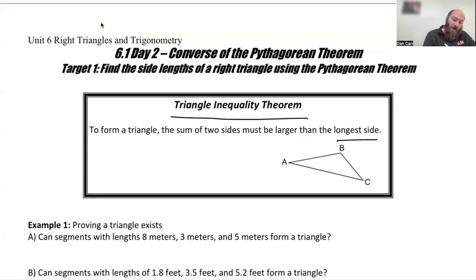So in this diagram here, if this is angle A, I'll call this side lowercase a. Angle B is going to create side B, and angle C is going to create side C. In this given diagram, B is the longest side, just going visually in this case. In order to form a triangle, A plus C has to be greater than the length of B.